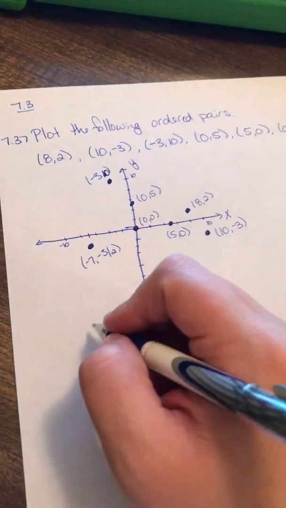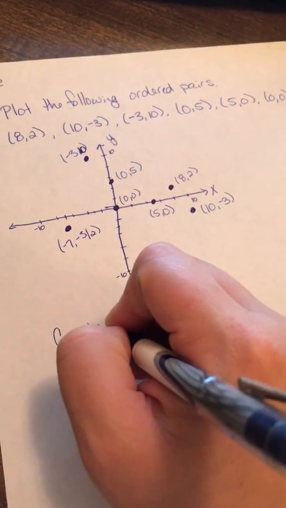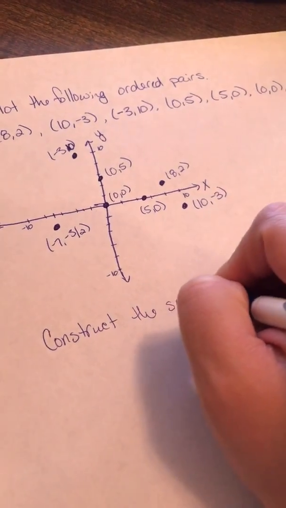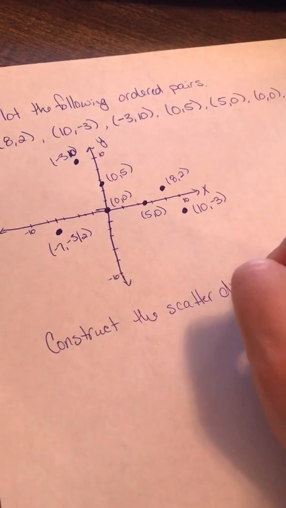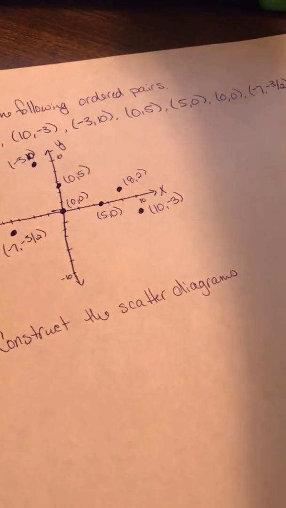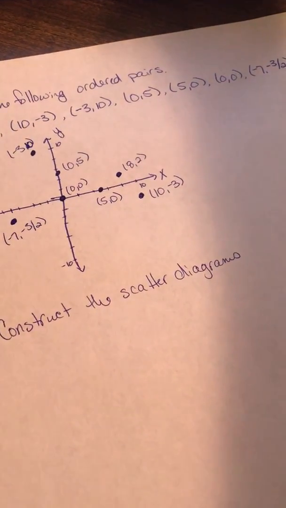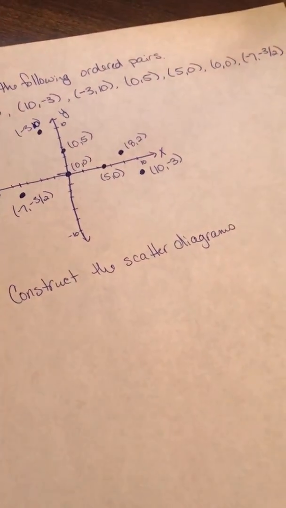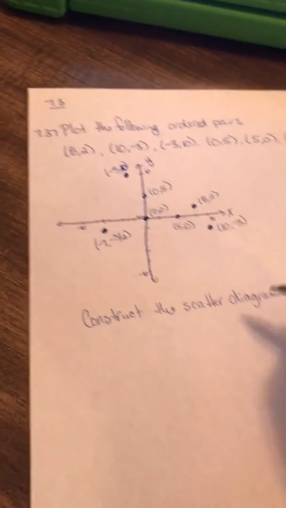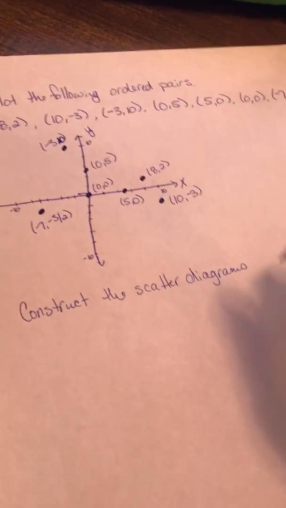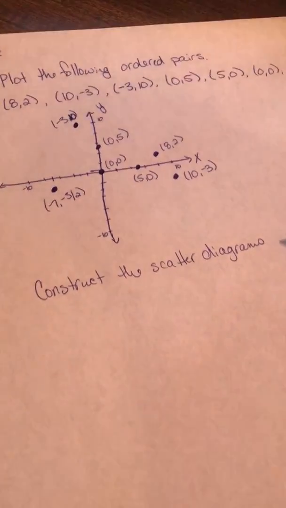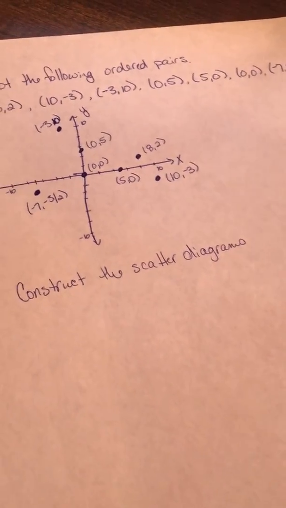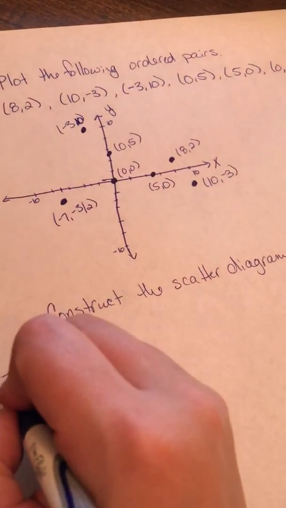And then the next part of this says to construct the scatter diagrams or scatter plots. And I think it asks you if there is a relationship between them. So for your scatter plots, if you looked at the top notes, if the points are just all kind of random, there's no relationship. If they kind of all move up and to the right, there's a positive relationship. And if they all go down and to the left, there's a negative relationship.